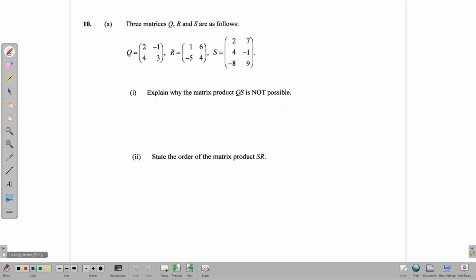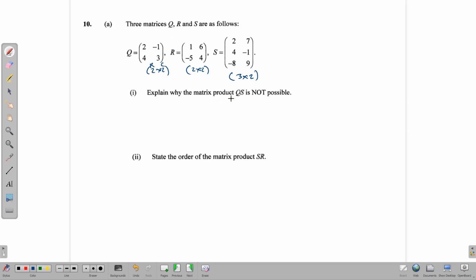Moving on to our next question, number 10. We notice that we have three matrices here, Q, R, and S. Q is a 2 by 2 matrix. R is also a 2 by 2 matrix, and S is a 3 by 2 matrix, meaning that we have 1, 2, 3 rows, and we have 1, 2 columns, and that is how we read it: row, column. So that is how we read it. First number is a row, second number is a column.